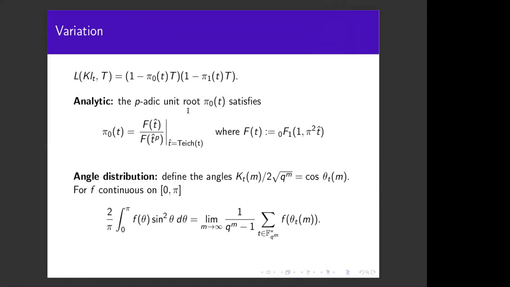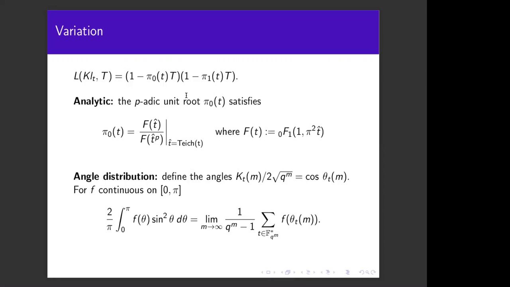It turns out that this unit root satisfies this formula, where you take the quotient f of t over f of t to the p, where f of t is this confluent hypergeometric function given by this. In some sense, this hypergeometric function describes the variation of this unit root. That's one way you could read this formula, so that helps describe some of the variation.